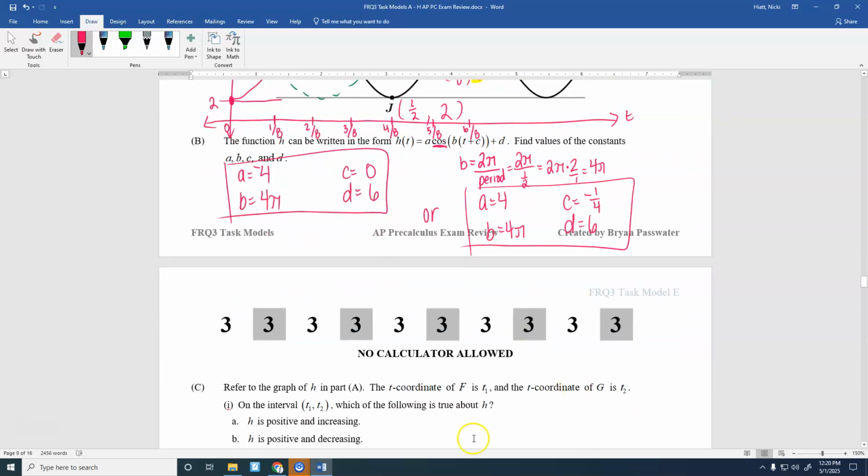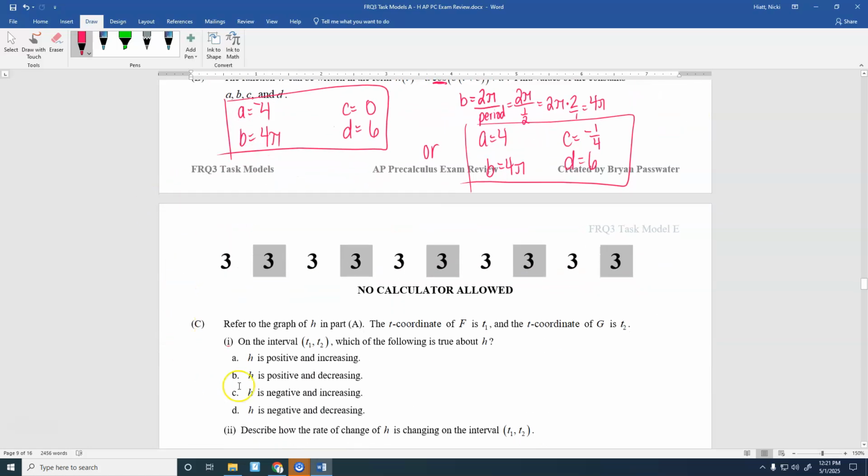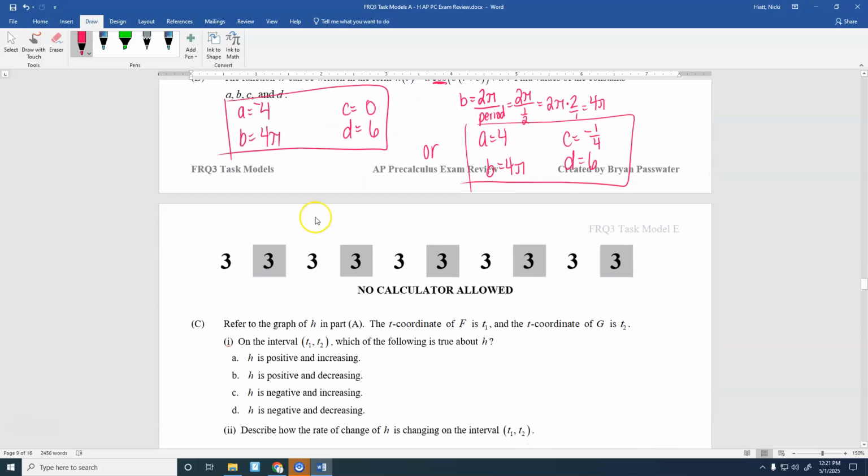Part C should be a pretty straightforward section. I believe this one asks us about from F to G. So F of G is this section of the graph right here. Is our graph positive or negative? Positive. The whole thing is positive because the x-axis is down here, right? So it's got to be A or B, no matter what section they ask us about. Is our graph increasing or decreasing? Decreasing. So positive and decreasing is your answer for C.